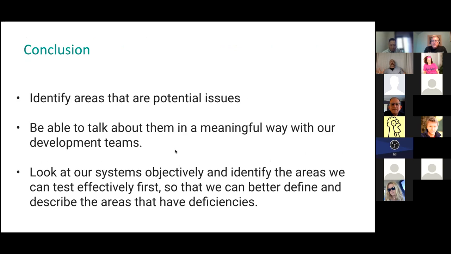So in conclusion, definitely identify areas that are potential issues. Be able to talk about them in a meaningful way with your development team. We want to look at our systems objectively and figure out where we can test effectively. And if we can't, we want to be able to talk to those areas as much as we possibly can.